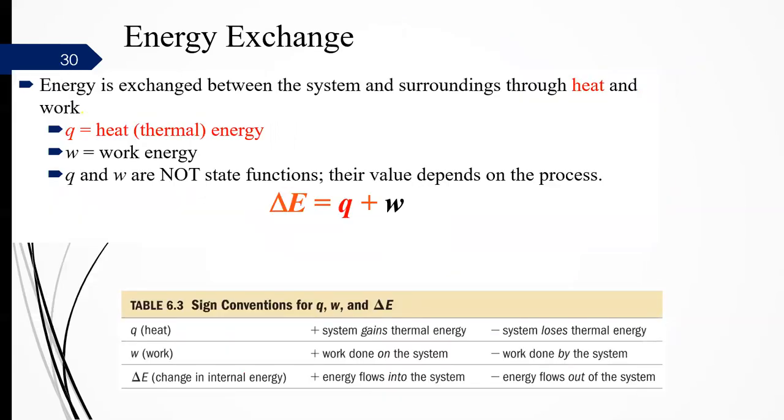Now, how they exchange this energy is going to be in 2 forms. It's going to be either through their heat or through their work. So a positive Q means that whether that's your system or your surroundings, gained heat or thermal energy. A negative Q means that they're losing thermal energy and they're getting cooler. Work, on the other hand, a positive work means that there's work done on the system. So that's work being applied, whereas a negative means that work is done by the system. So that means that it's doing the work on something else.